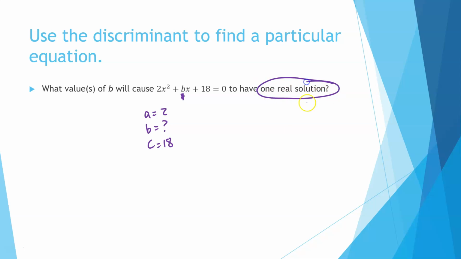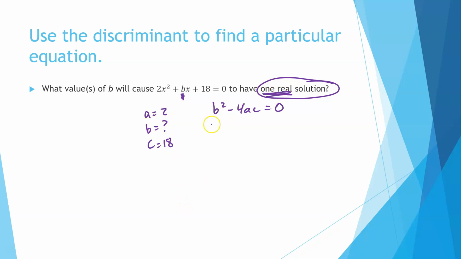Because if I need to have one real solution, that's when the discriminant b squared minus 4ac is equal to 0. If I wanted to know when there was no real solutions, I'd put a less than here. If I wanted to know when it had 2 real solutions, I'd put a greater than. It's easiest to solve when it's in equals though. One real solution isn't too bad to solve for B.